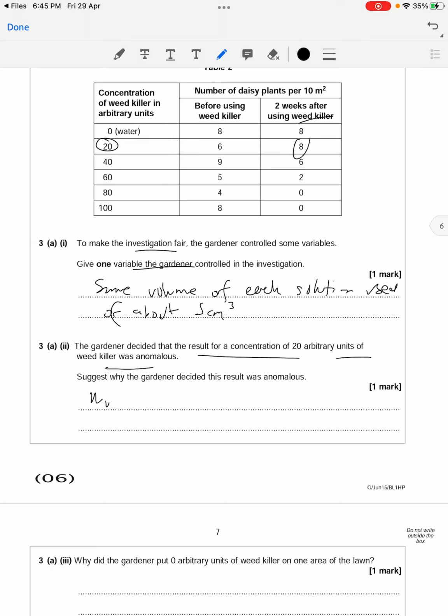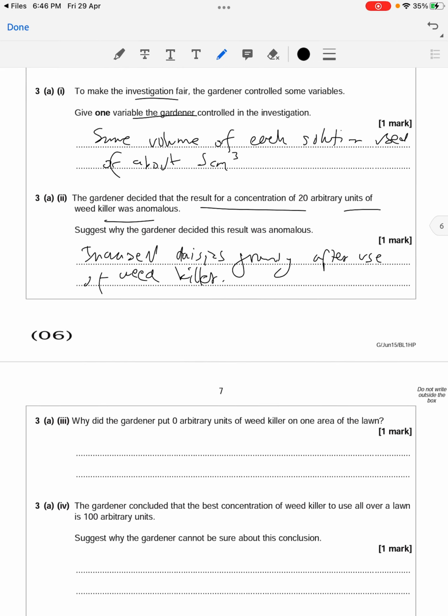So there are increased daisy plants, you can mention that for the mark. There are increased daisies growing after use of weed killer, right? And it does not fit with a pattern like the others, which should be decreasing. This should be decreasing after using weed killer.